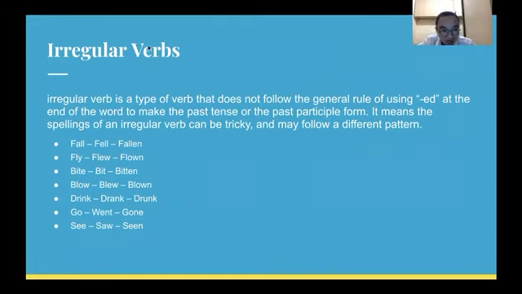Irregular verbs. An irregular verb is a type of verb that does not follow the general rule of using ed at the end of the word to make the past tense or the past participle form. It means the spelling of an irregular verb can be tricky and may follow a different pattern.